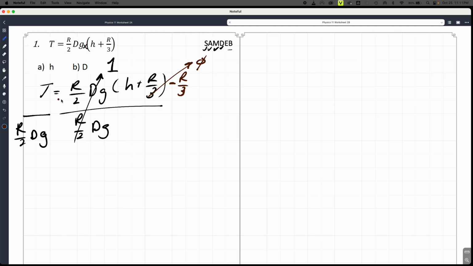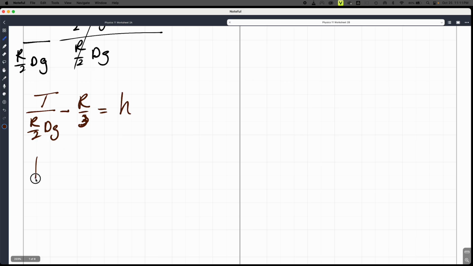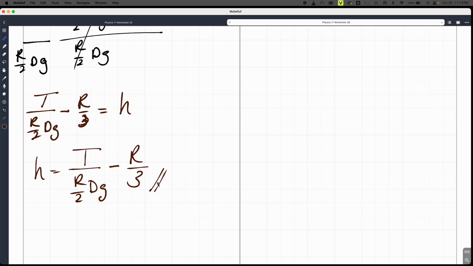So to keep our equal sign, we'll have to do the same to both sides. So we're going to subtract r over 3. It's a little messy. Let me write it again. So now it's t over (r over 2dg) minus r over 3 equals 1 times (h plus 0). So that essentially is just 1 times h, which is h. Now because the left side equals the right side, we can rewrite this as h equals t over (r over 2dg) minus r over 3. And that's our final answer.